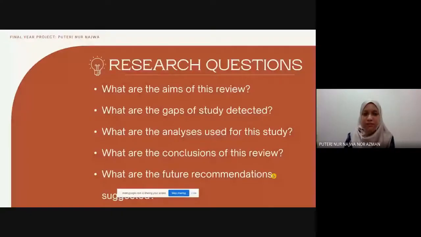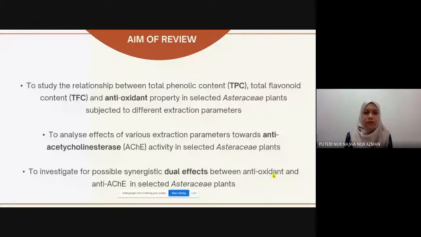Moving on to the aim of the review. The first aim is to study the relationship between total phenolic and flavonoid content and antioxidant property in selected Asteraceae plants. Number 2 is to analyze the effects of various extraction parameters towards anti-AChE activity in these plants. And lastly, to investigate any possible synergistic dual effects between antioxidant and anti-AChE.